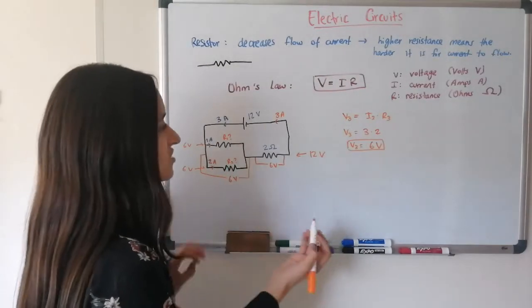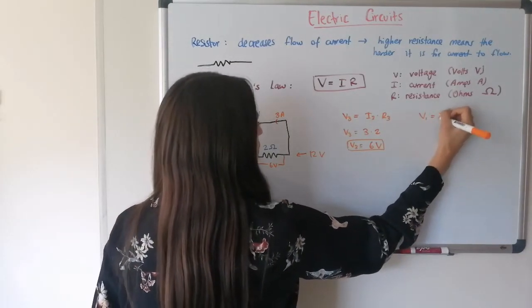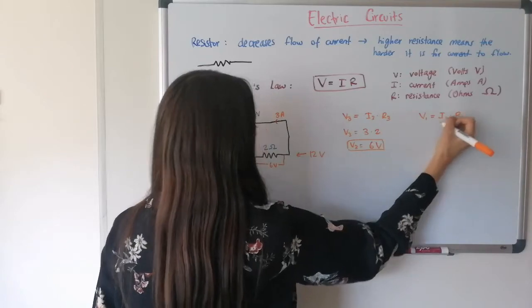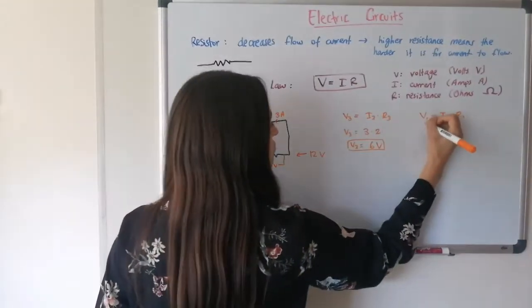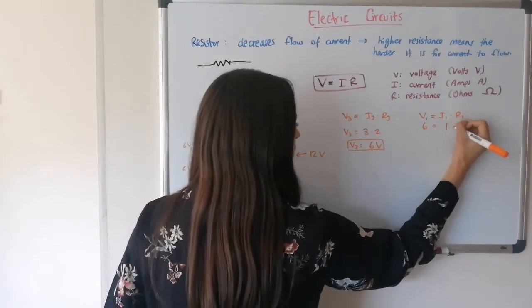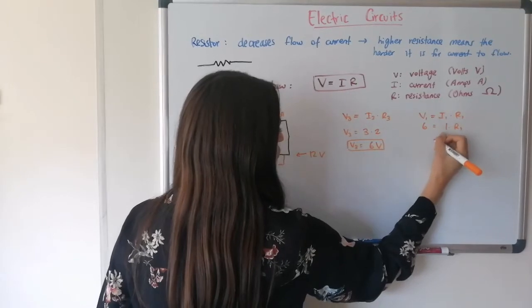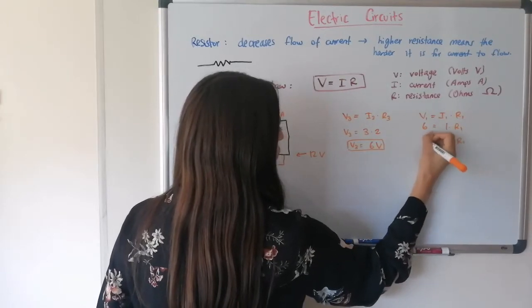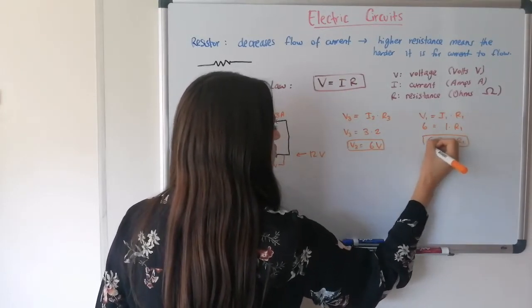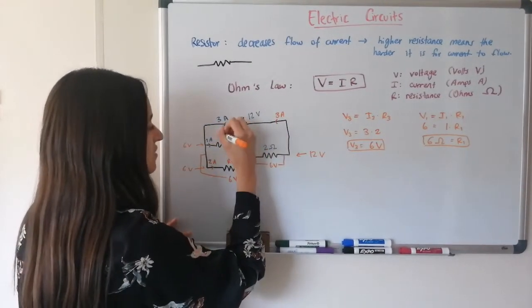So the resistance 1, we can calculate it with the equation number 1. So V1 equals I1 times R1. V1 is 6 volts. I1 in this case is 1 ampere times R1. So R1 will be equal to 6 over 1, which is 6 ohms. So here R1, we figured out, is 6.